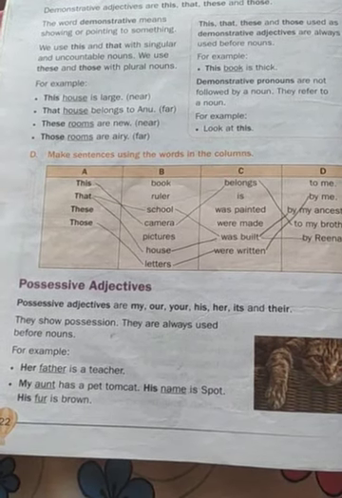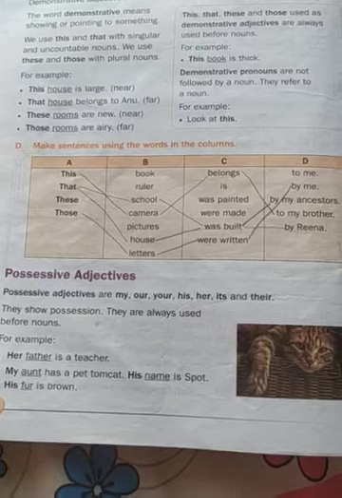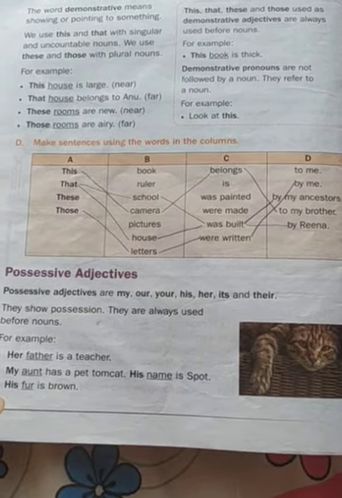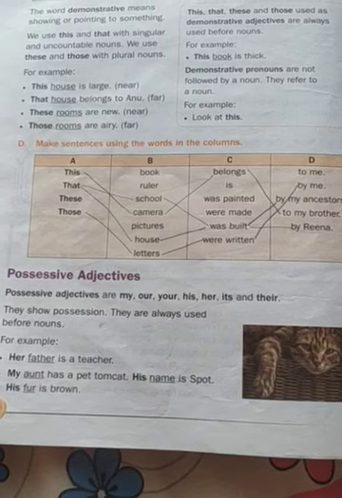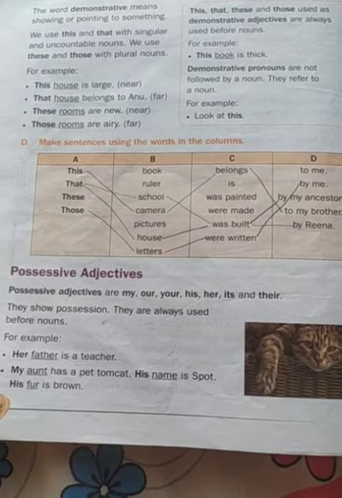Here is question number D. A, B, C, D, four columns are given and we have to make sentences using the words in the columns. So you can make them on your own.